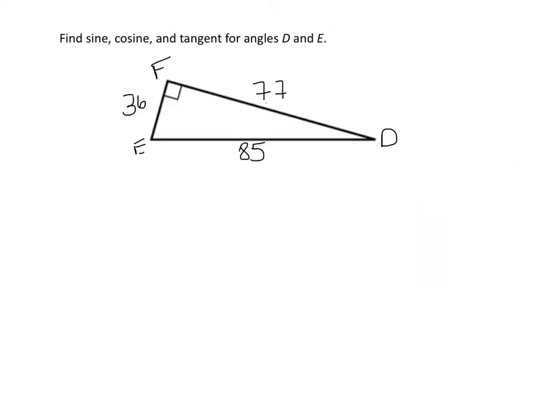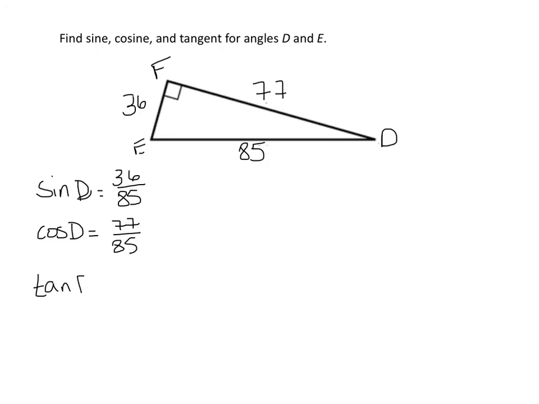Here's our first example. We need the sine, cosine, and tangent ratios for angles D and E. So we'll start with angle D. Sine of D is 36 over 85. I know that 85 is the hypotenuse because it is opposite the right angle. Cosine of D is 77 over 85, and the tangent of D is 36 over 77.